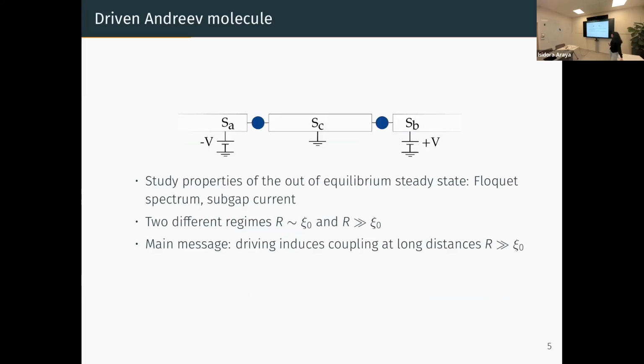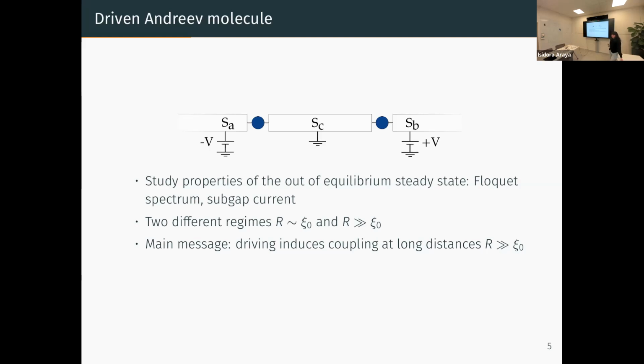And so this is my basic setup. I want to study the driven Andreev molecule. So I choose this quartet configuration with plus minus V because it's the simplest way to get one basic frequency in the system, so Floquet physics.